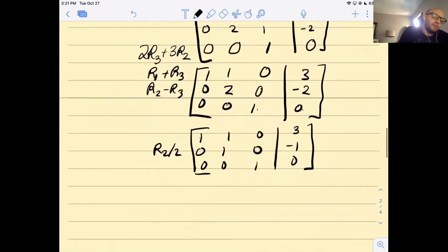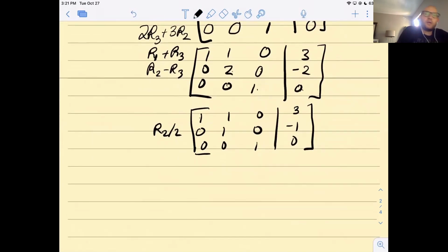The very last step, anyone want to tell me what it is? Do we need the 2 in row 2 to become a 1? Yes, I like to make it a 1. I did it at this step because I could avoid fractions. If you did it earlier, you would be totally fine. You would just have some fractions.